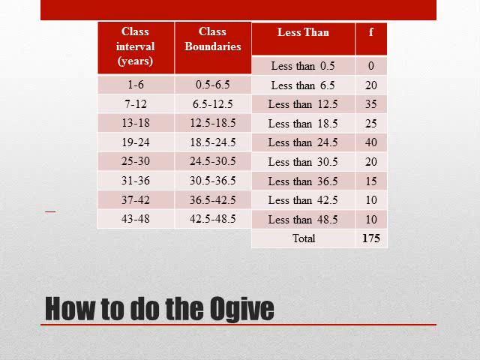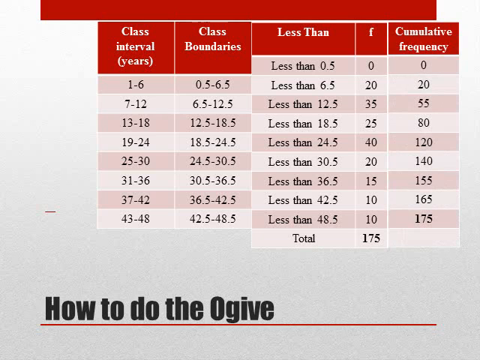Okay, so once you finish identifying the less than data, you need to do a cumulative frequency. Add up these columns, like the examples given before on how to calculate the cumulative frequency. Then that's enough, so you can draw your ogive.